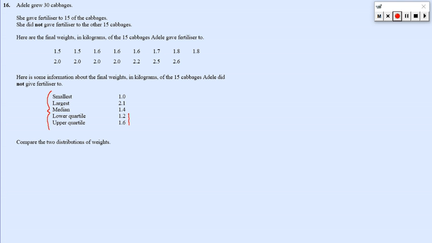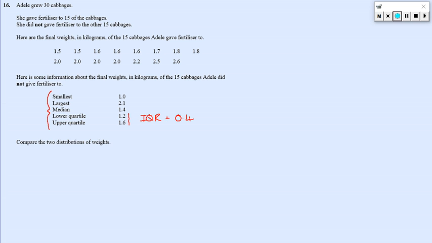So I always prefer to use quartiles, to work out the interquartile range, instead of working out the range, because it doesn't include extreme values. So the interquartile range of the cabbages without fertiliser is 0.4. So we're going to find the median and the quartiles of the 15 cabbages that have been given fertiliser.